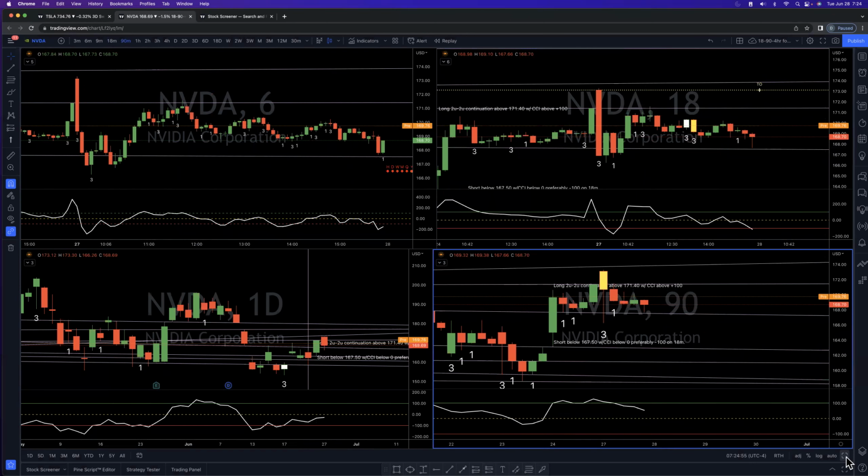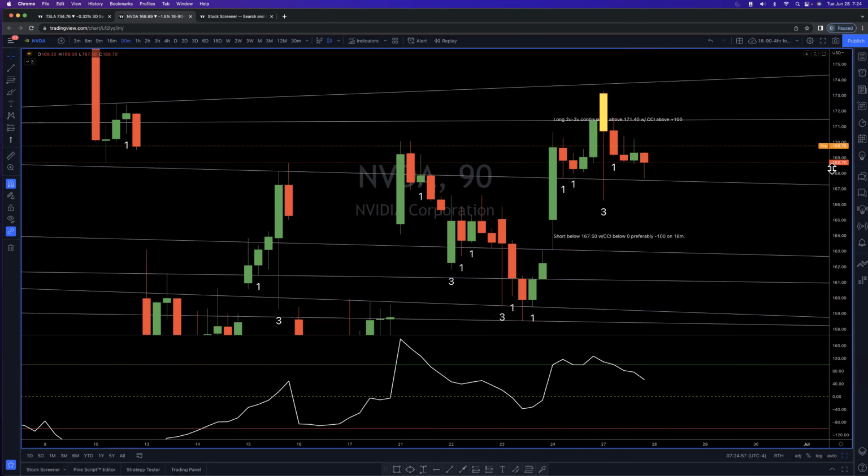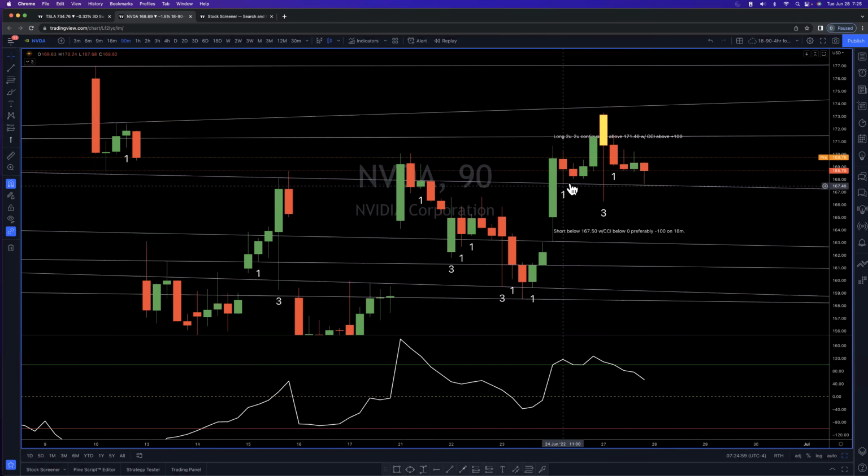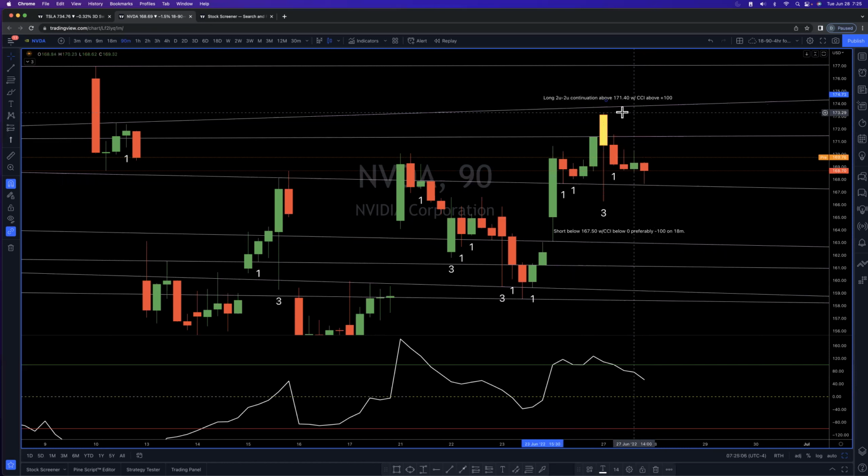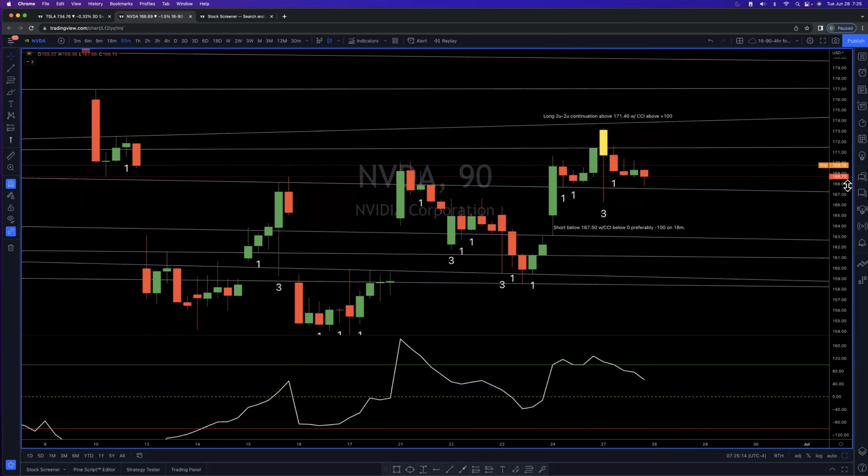I'm going to blow this up a little bit so we can see our 90. We draw broadening formations, right? We said we wanted to go long above 171.40 with CCI above 100 on the 18-minute. That's kind of my strategy using the momentum indicator. And then we wanted to go short below 167.50 with CCI below zero, preferably below negative 100 on the 18-minute.